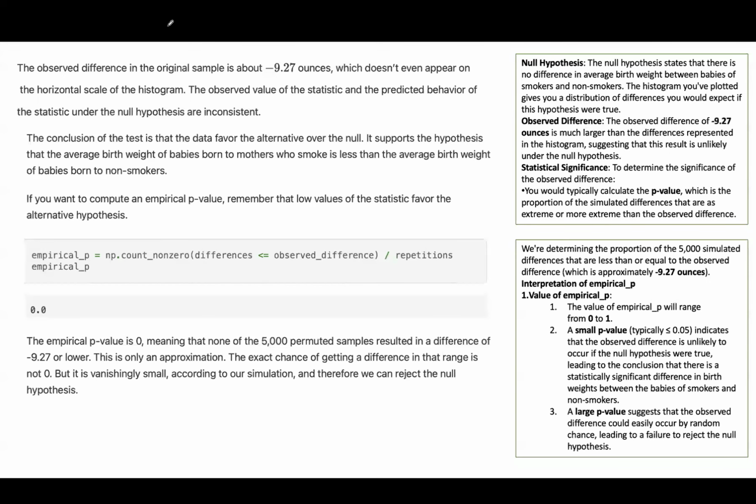Let us move on to another permutation test. Now we're going to check other attributes. We can use the same method to compare other attributes of the smokers and non-smokers, such as their ages. The histogram of ages of the two groups shows that in the sample, the mothers who smoke tend to be younger.